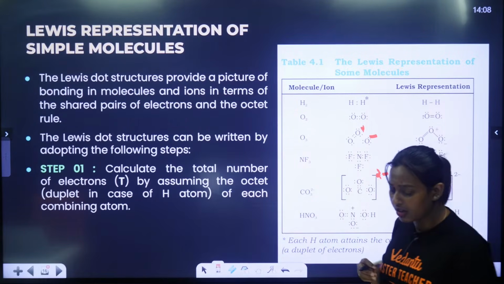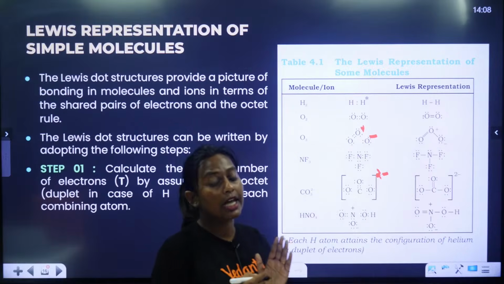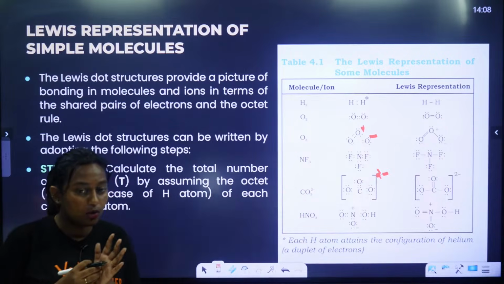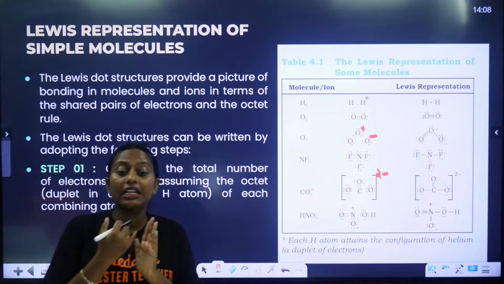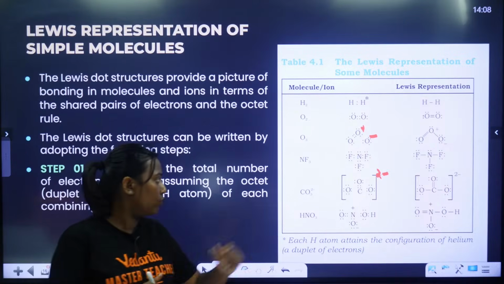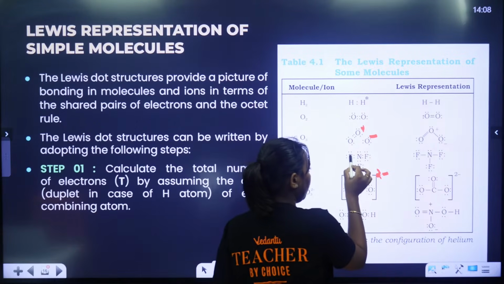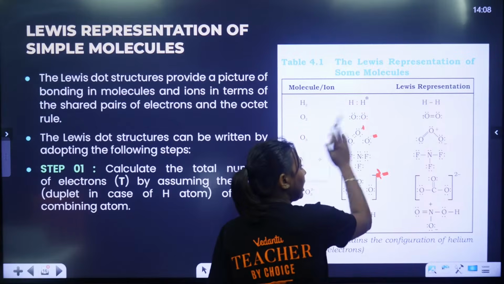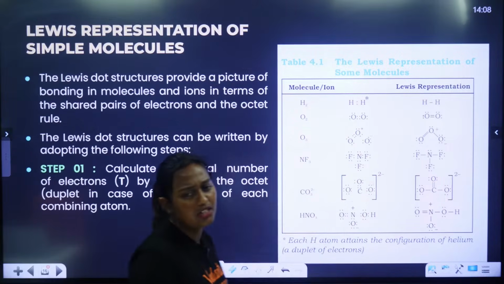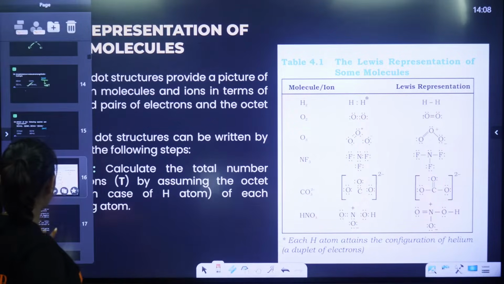What is kernel? Nucleus and inner shell electrons. That is the kernel, so this is the kernel form. If you are writing fluorine, that is its kernel. And you can write the charge also.